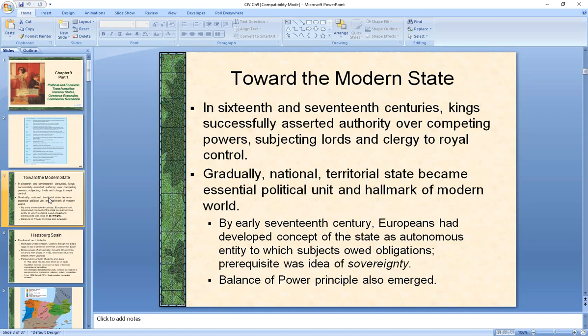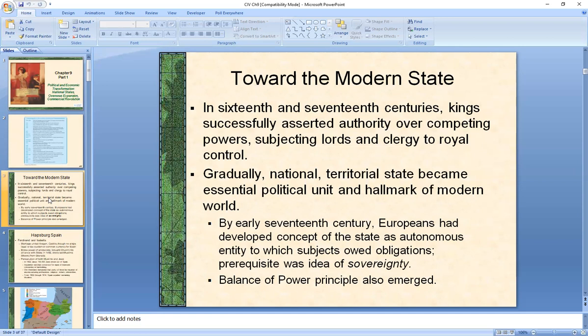So when I say a national state, we're looking at the development of the idea that a state could be an autonomous entity to which its subjects were owed obligations. It was the idea of state sovereignty, the idea that the people of a state made rules that impacted the state. Also, during this time, the balance of power principle emerges. These are both very much part of our American life today in terms of state sovereignty and balance of power.